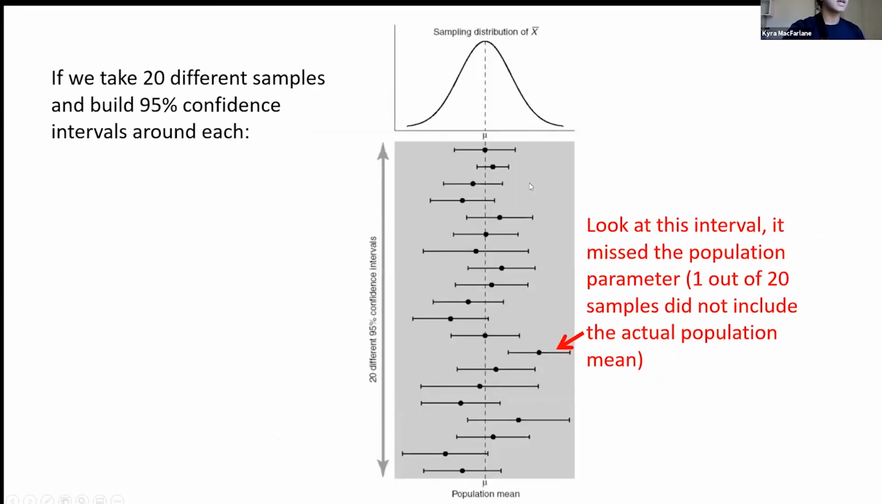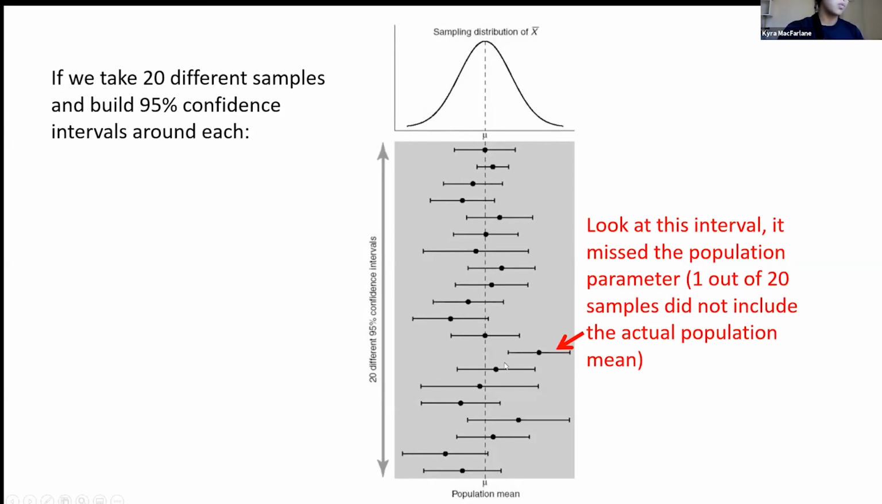So let's look at this example. If we take 20 different samples and build a 95% confidence interval around each, so we have our sampling distribution, the population here, where the mean is mu. We take 20 samples and calculate the means. The mean is the black dot in the center, the mean of each of those. And the standard error bars around those are the error bars.